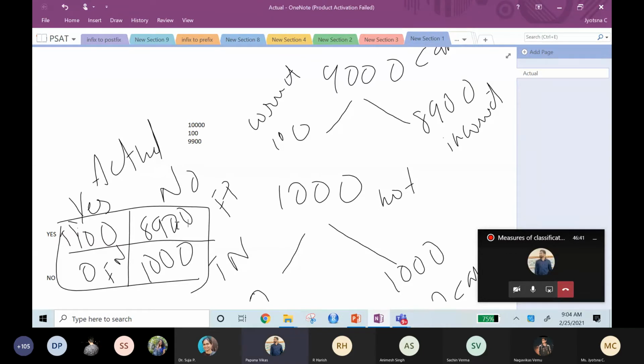Ma'am, the total samples is 9,000. In that, 1,000 are predicted as not cancer. Of the 9,000, 100 they had correctly classified, that means this is that 100, and 8,900 incorrect. Actual correct, 9,000 having cancer.